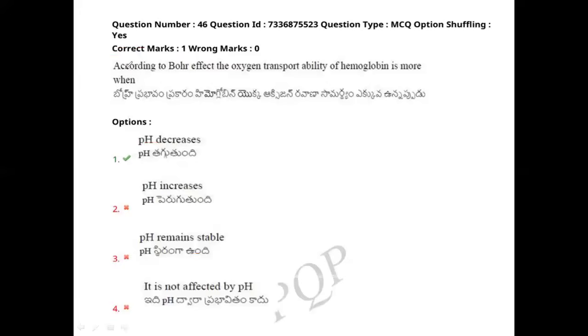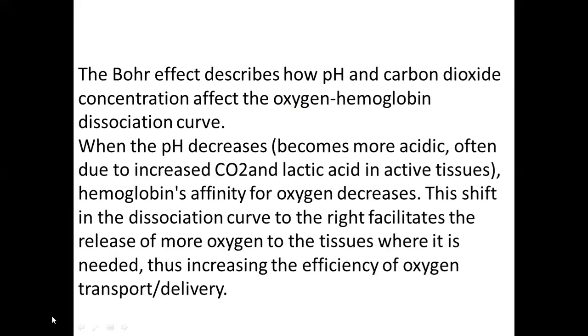Next, according to the Bohr effect, the oxygen transport ability of the hemoglobin is more when. So Bohr effect పరంగా చూస్తే, ఆక్సిజన్ అనేది హిమోగ్లోబిన్ తో ఎప్పుడు more గా bound అవుతుంది అని చెప్తున్నారు. So answer is, of course, when the pH decreases. So ఎప్పుడైతే acidity or carbon dioxide increase అవుతుందో, so అప్పుడే there is a high chance for binding of hemoglobin with the oxygen. Basic idea అదే, ఇక్కడ explanation ఇచ్చాను.